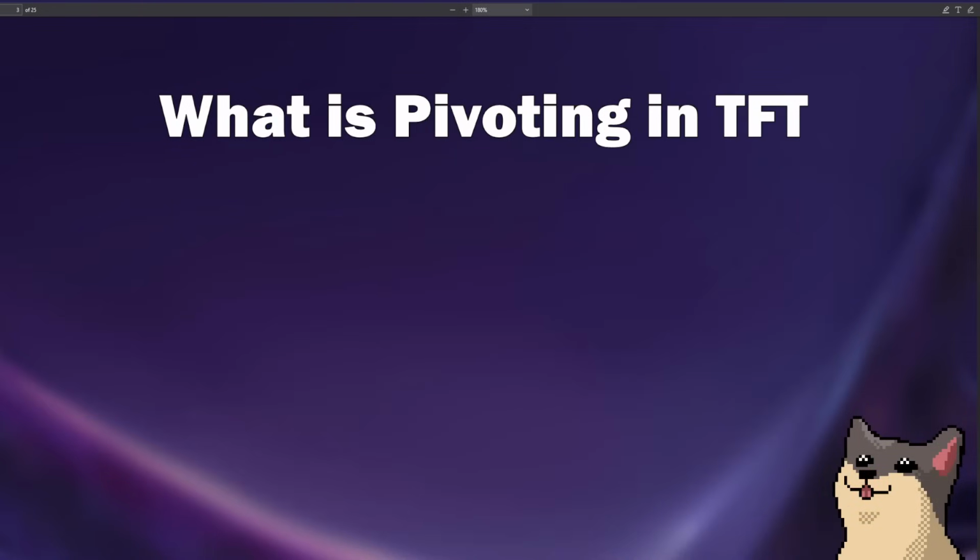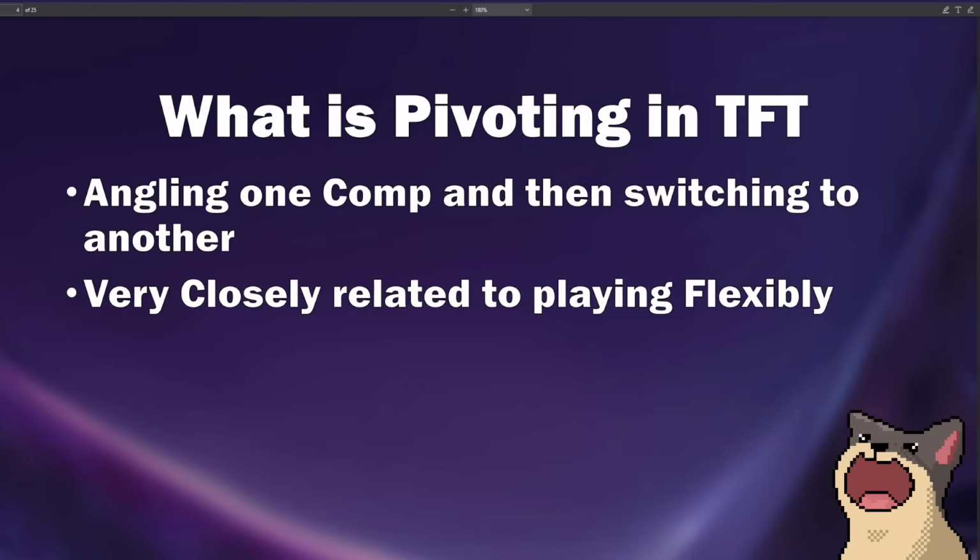So what is pivoting in TFT? Pivoting is when you're usually angling or trying to play one comp and then you have to switch to playing another one. And it's very closely related to playing flexibly. You can also say it is the cornerstone of playing flexibly, because basically what you're saying is, my original game plan, I'm going to change it, I'm going to pivot and play something else.